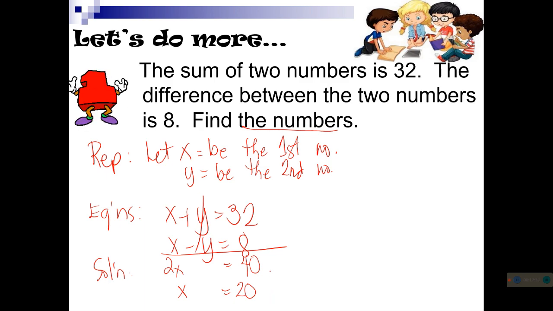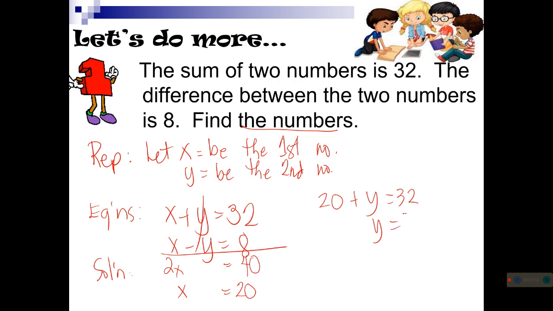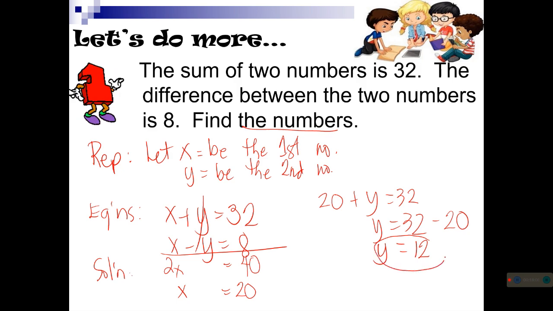Since we already have the value of 20, you are going to substitute that in place of x. So using equation 1, which is positive, we have 20 plus y equals 32. So y equals 32 minus 20 using the addition property. So we have here 32 minus 20 is 12. So our y is 12 and our x is 20.